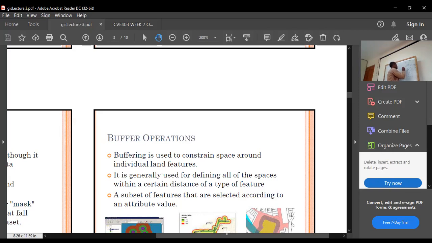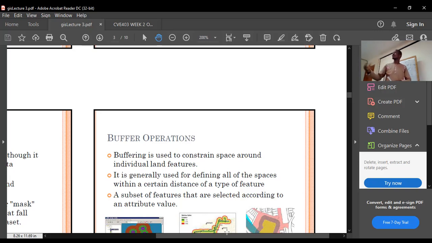A circular polygon is interesting, isn't it? Instead of saying a circle, we are saying a circular polygon. The reason is that in GIS we only have points, lines, and polygons. We don't have anything like a circle or square. A square is a polygon, and the triangle is also a polygon. Are you on the same page? So this is a point buffer.